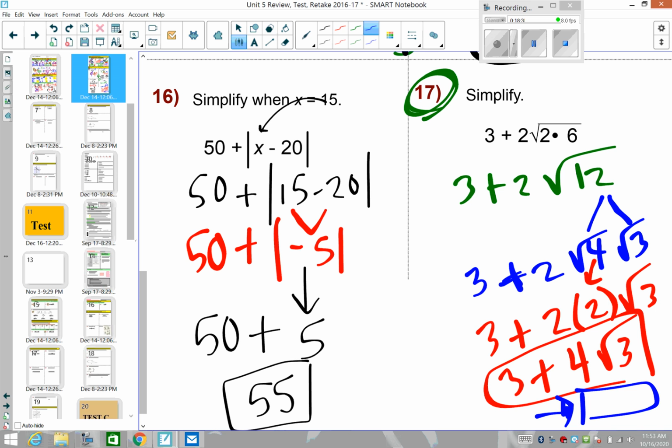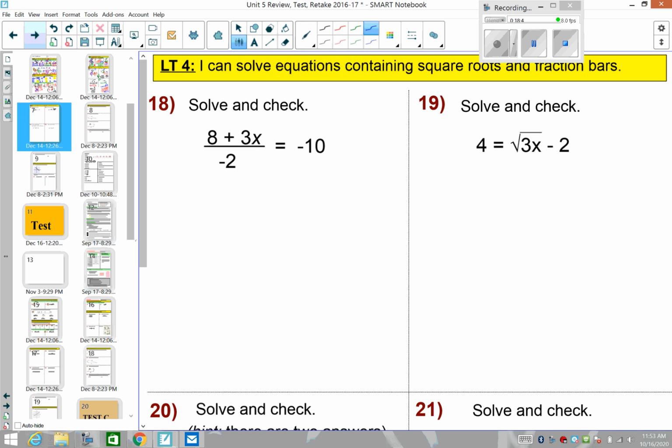All right, couple left here. Question 18, we're going to solve the equation containing square roots and fraction bars. All right, here we go. Our job is to isolate for x. The operation on this side here is divide by negative 2. So we're going to multiply this entire quantity by negative 2, copy, paste, copy, paste.